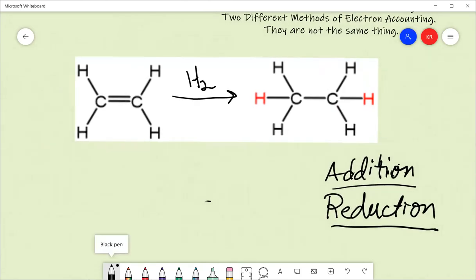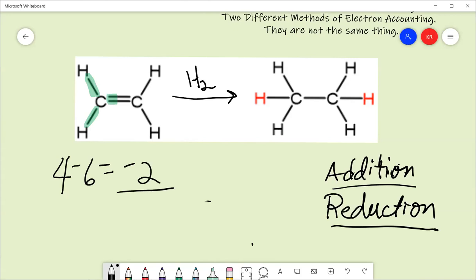Let's have a look at the oxidation state of the carbons in the starting material and in the product. So again, I'm going to start with my group number for carbon, which is 4. And what electrons am I going to assign? I'm going to assign 2, 4, and 1 from each of the bonding pairs. So I am assigning 2, 4, 5, 6. So this is 4 minus 6 equals minus 2. So that is the oxidation state of each of those carbons in ethene.